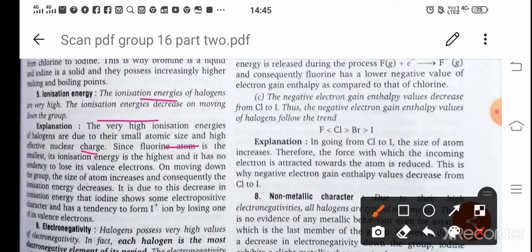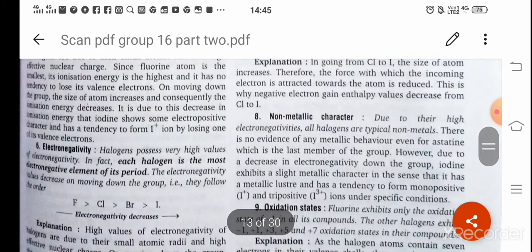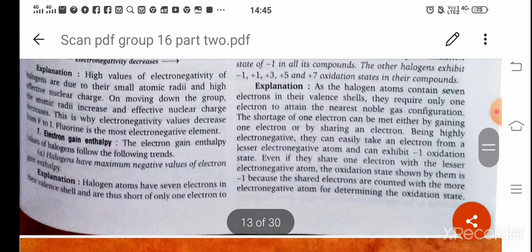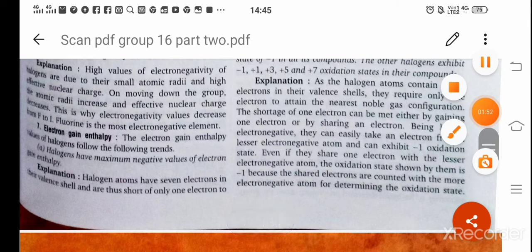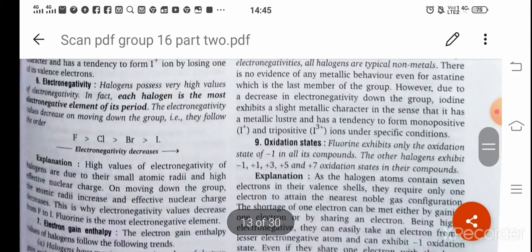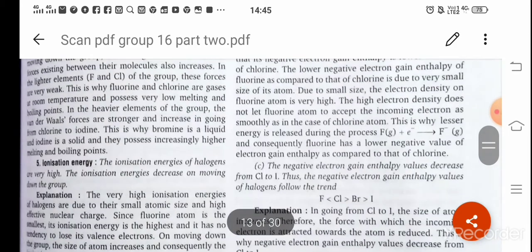because of very high effective nuclear charge. Electronegativity of group 17 is also very high because of the smallest size and extremely high nuclear charge. Their electronegativity is very high in the entire periodic table. Then coming to electron gain enthalpy, that of group 17 is maximum in the entire periodic table, and down the group it decreases. But fluorine's electron gain enthalpy is slightly less than chlorine.